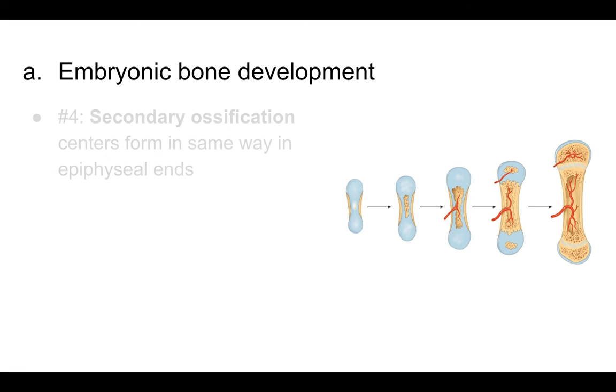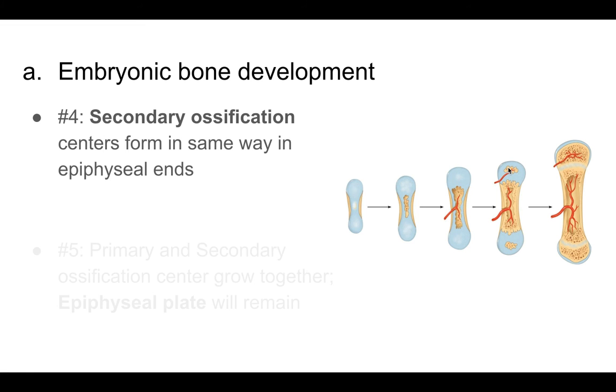So then number 4, our fourth image right here, what we see is the same process really happening again on the ends. And so these are called secondary ossification centers because they develop second. And so they're going to form in the same way, but they're going to form on the epiphyseal ends. And again, periosteal buds will develop into those.